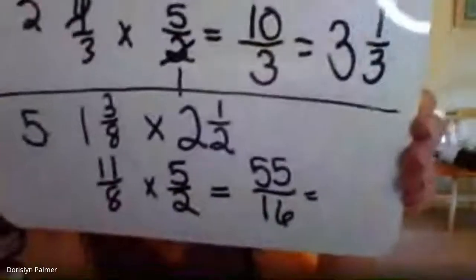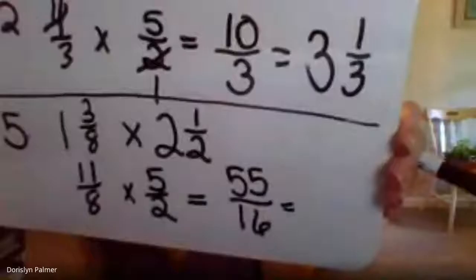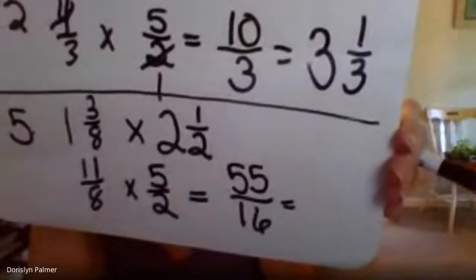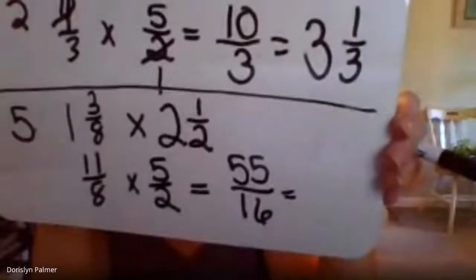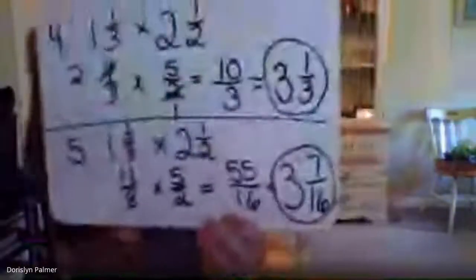Okay. But I'm not done yet. One more step. I have to put it back into a mixed number. How many times does 16 go into 55? I'll say, okay, that's 3 times, because 3 times 16 is 48. And if I subtract 55 minus 48, I have 7 left over. So that one is 3 and 7/16.